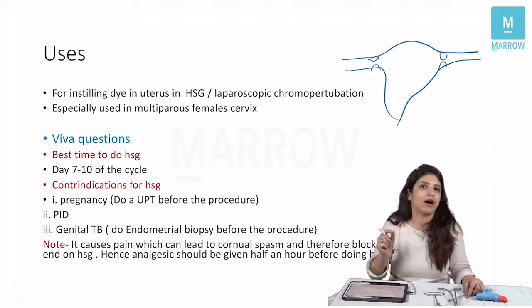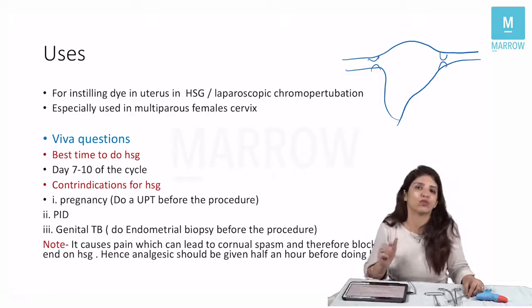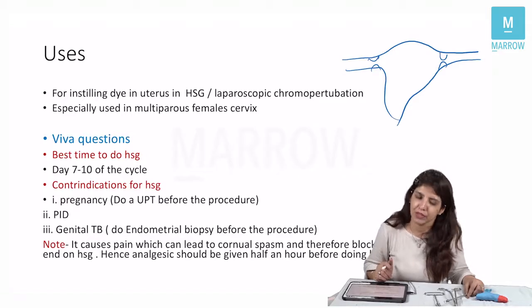Same question can be asked in your PG entrance exams also. But if the question is, what is the most common pathological cause of bilateral cornual block, then your answer becomes genital TB. Clear?